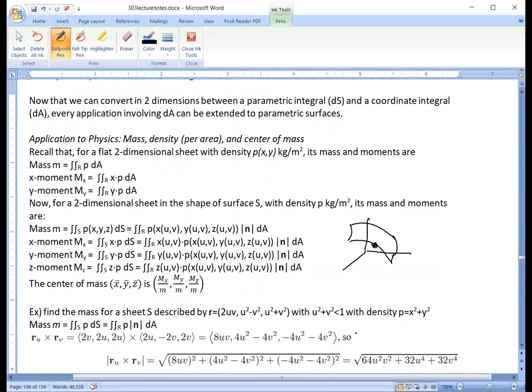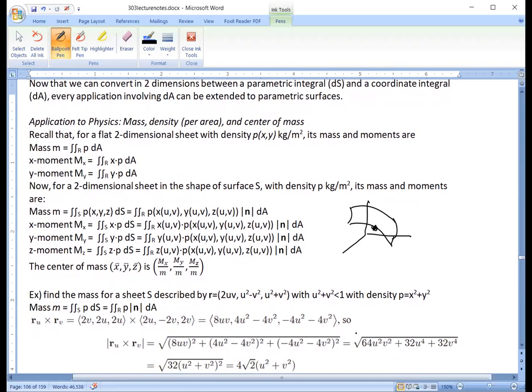And after you calculate that, some terms will, after you do the algebra, simplify a little bit. Under the radical, you get 64u squared v squared, and then 32u to the fourth plus 32v to the fourth. And being a little bit clever, you can actually simplify this further using algebra.